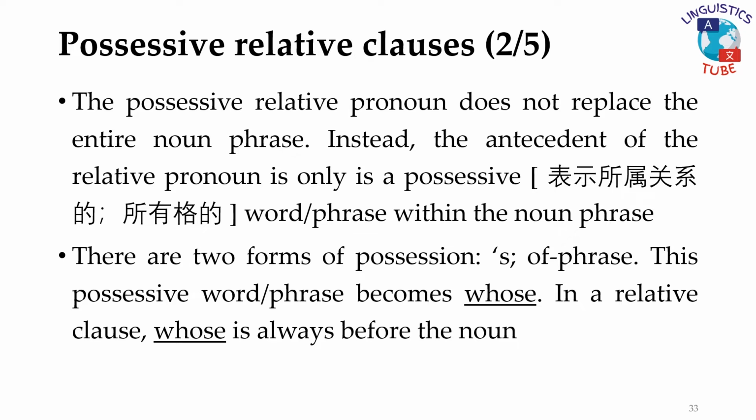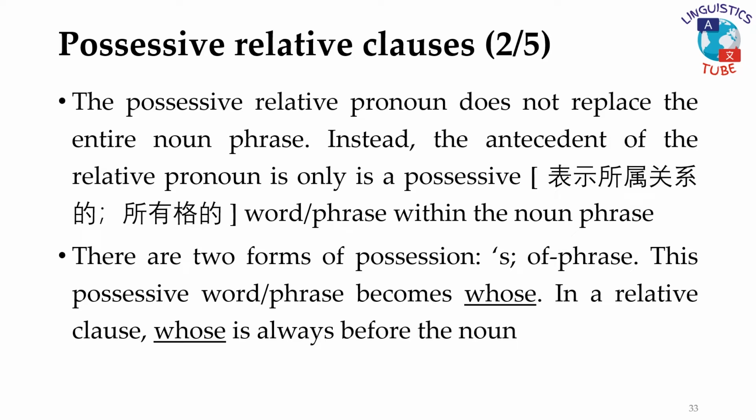So, we can see that for all possessive pronouns, the antecedent of the possessive pronoun is an entity which owns something. We can also see that the possessive pronoun mine replaces the entire noun phrase. However, the relative clause possessive pronoun whose does not replace the entire noun phrase, unlike a non-relative clause possessive pronoun like mine or theirs. Instead, the antecedent of the relative pronoun whose is only a possessive word or phrase within the whole noun phrase. You can see this in the examples on the previous screen.